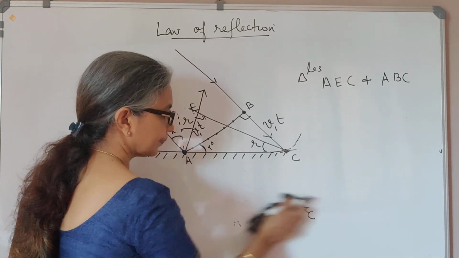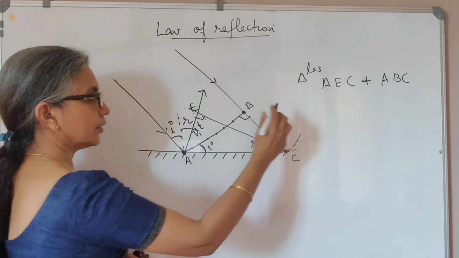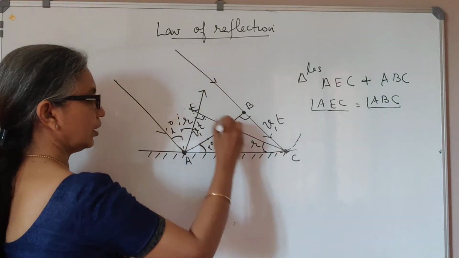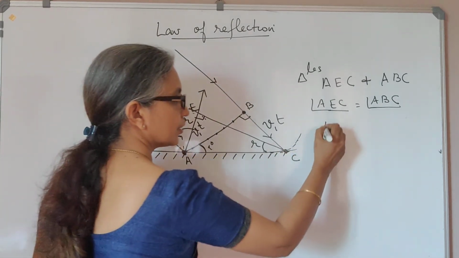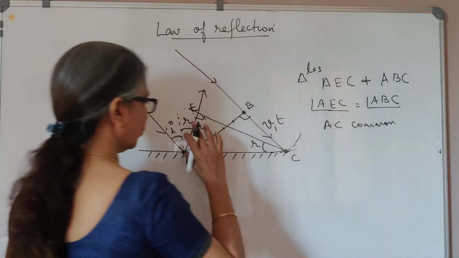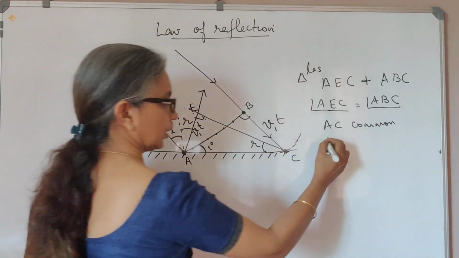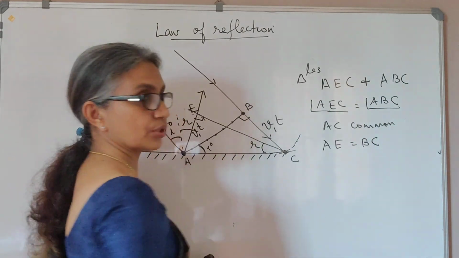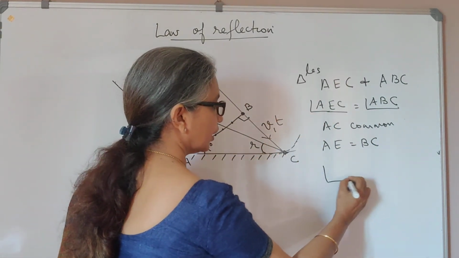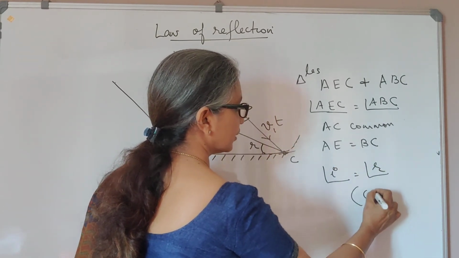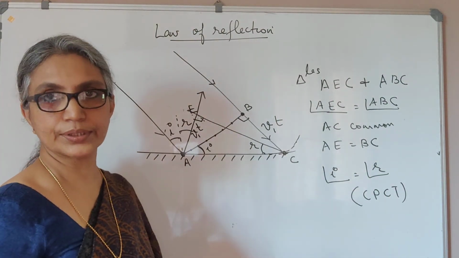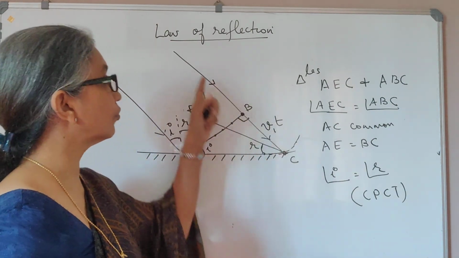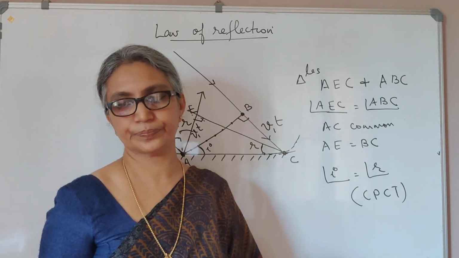Then from these two triangles, we know that these two are 90. So angle AEC equal to angle ABC, both are 90. AC is common. Then we know AE and BC both are equal to V1T. AE equals BC, both are V1T. So these two triangles are congruent, and if they are congruent, then angle I equals angle R by CPCT, that is corresponding parts of congruent triangles, because angle I and angle R happen to be the corresponding parts of congruent triangles. So you see, we have also proved the law of reflection using Huygens principle. Thank you.